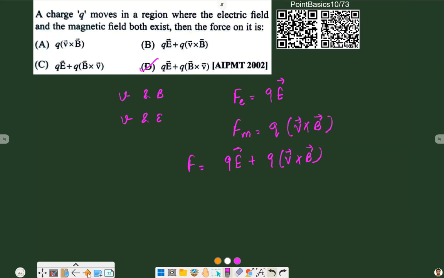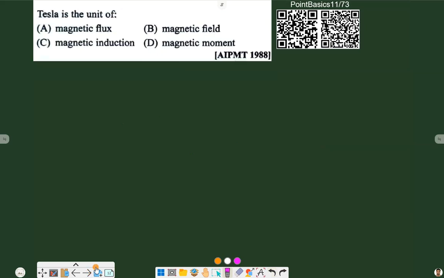Moving to the next one. Tesla is the unit of both magnetic field and magnetic induction. So the more appropriate answer will be magnetic field, but it is also the unit of magnetic induction. So moving to the next one.